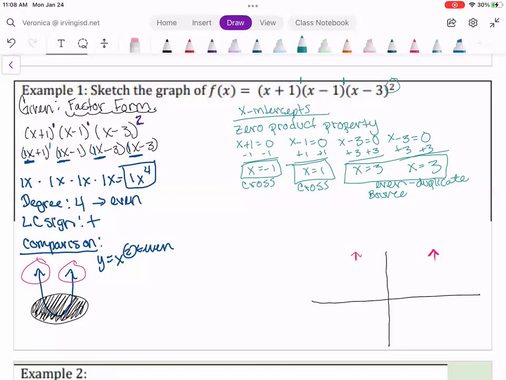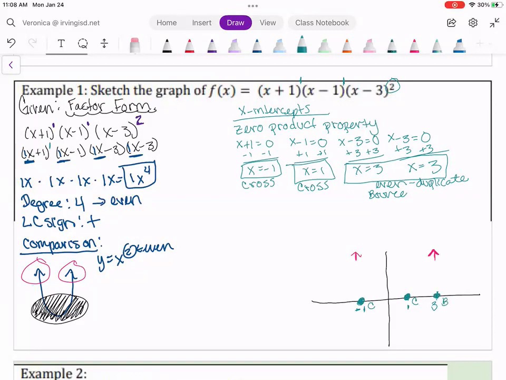So now we're going to use our x-intercepts and graph them. So we're going to put -1 around here, +1 here, and then let's put +3 about there. Remember, I'm going to put C's and B's. So at -1, we're going to cross. I'm going to put a C. At 1, we're also crossing. And then at 3, we're bouncing. So I'm going to put a B right there.